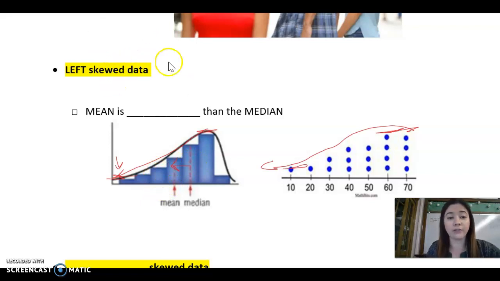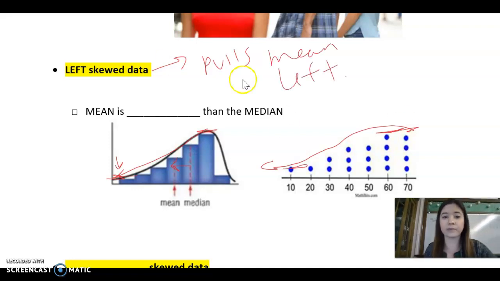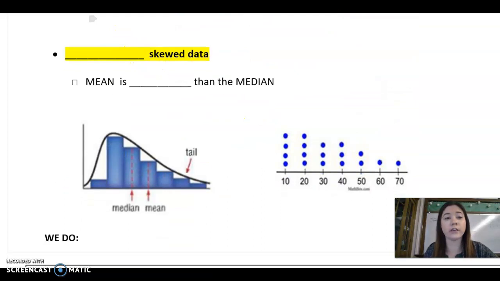So if it's left skewed, it pulls the mean to the left, meaning my mean is going to be a smaller number than my median. So my mean is going to be smaller than the median. Again, when we have left skewed, it pulls my mean to the left, making it smaller. And then the opposite happens when we have right skewed data.